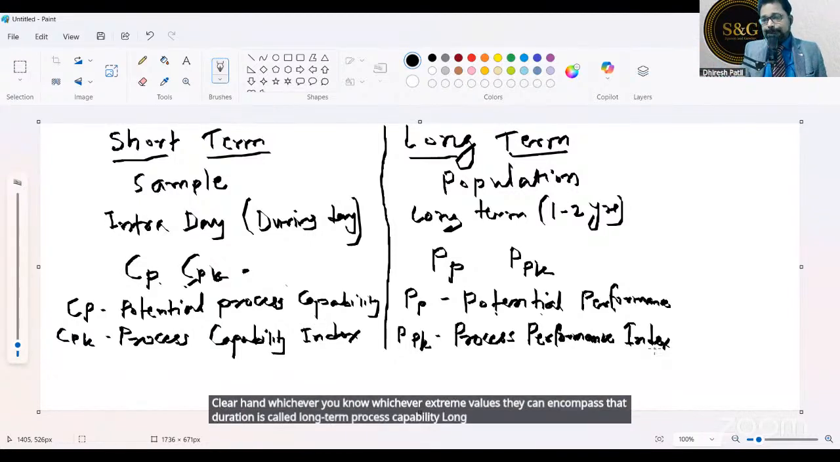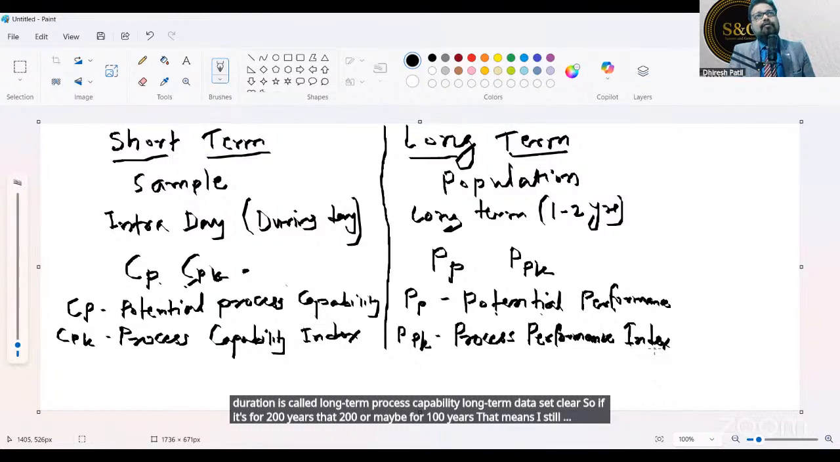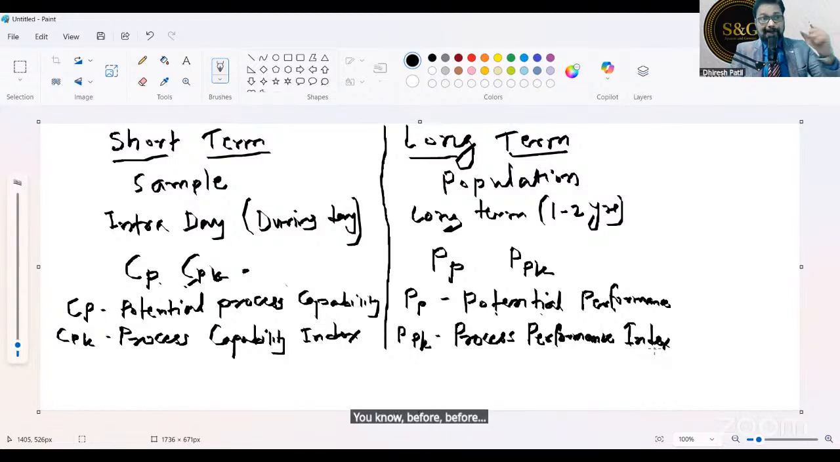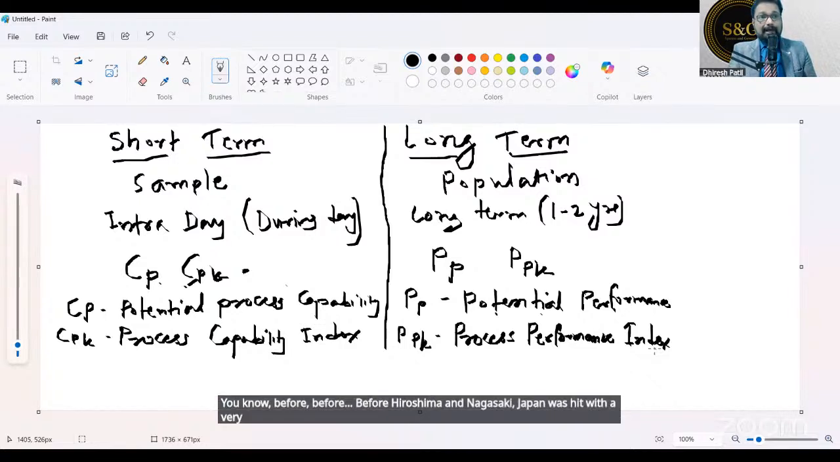Long-term data set. Clear? So if it is for 200 years, or maybe for 100 years, that means, I still remember during the Second World War, before Hiroshima and Nagasaki, Japan was hit with a very extremely high earthquake. I think there were 2 big earthquakes Japan suffered, around 1942, if I'm not mistaken.